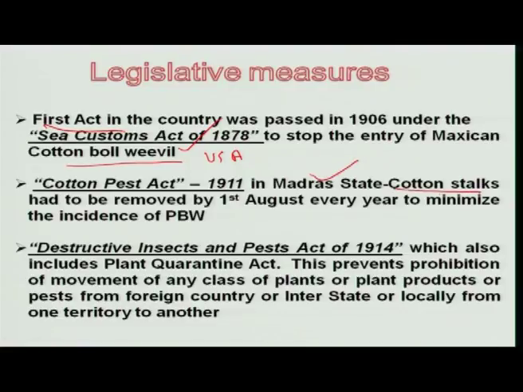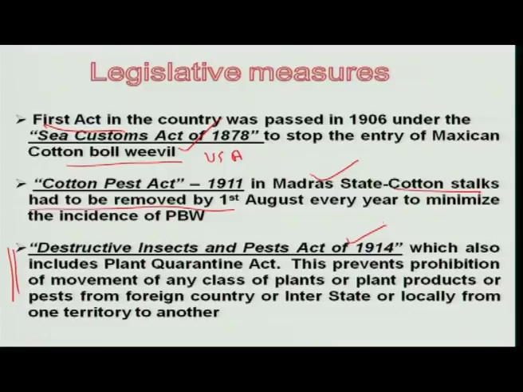The cotton stalks had to be removed by 1st of August, mainly to eliminate the incidence of pink bollworm, because the carryover of the larvae used to be there in the cotton stalks. Then, during the British regime, the first act was passed, namely the Destructive Insects and Pests Act of 1914, which includes the Plant Quarantine Act also.